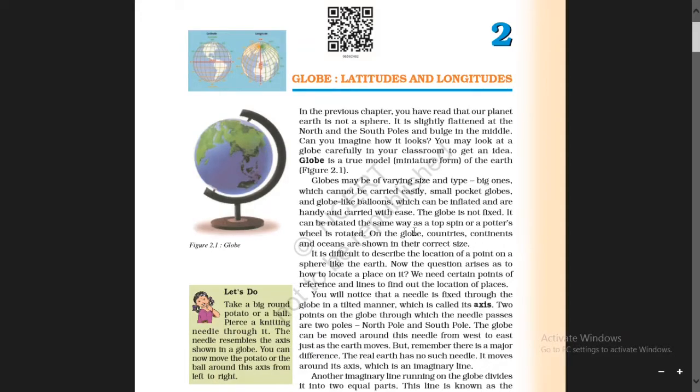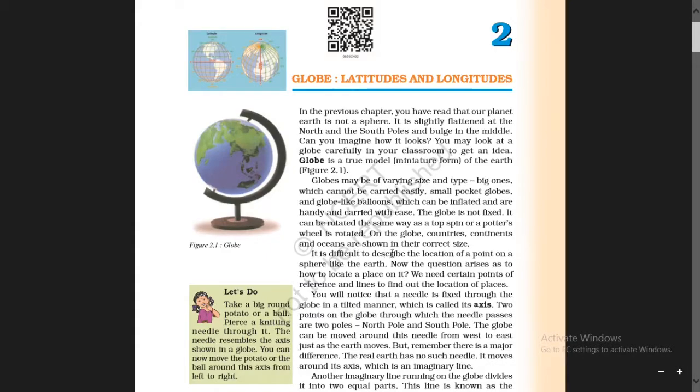On the globe, countries, continents, and oceans are shown in their correct size.